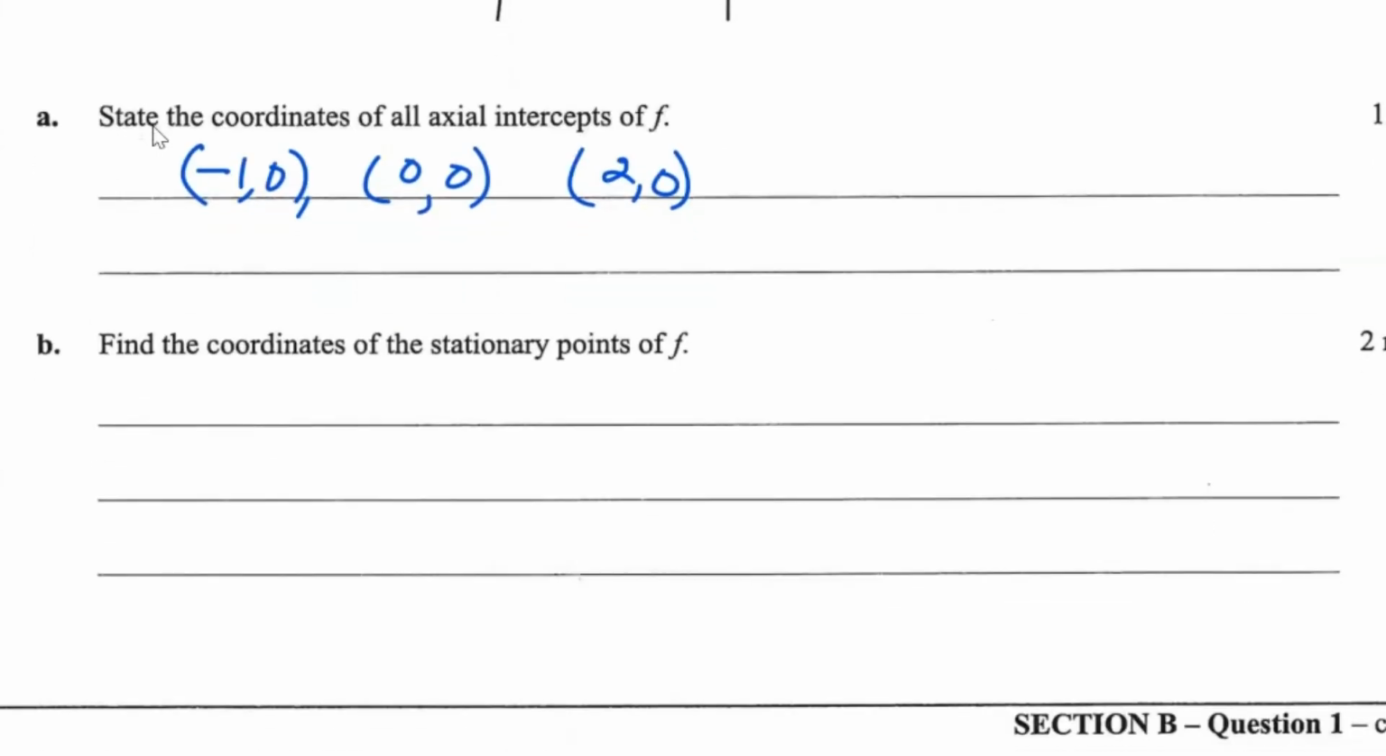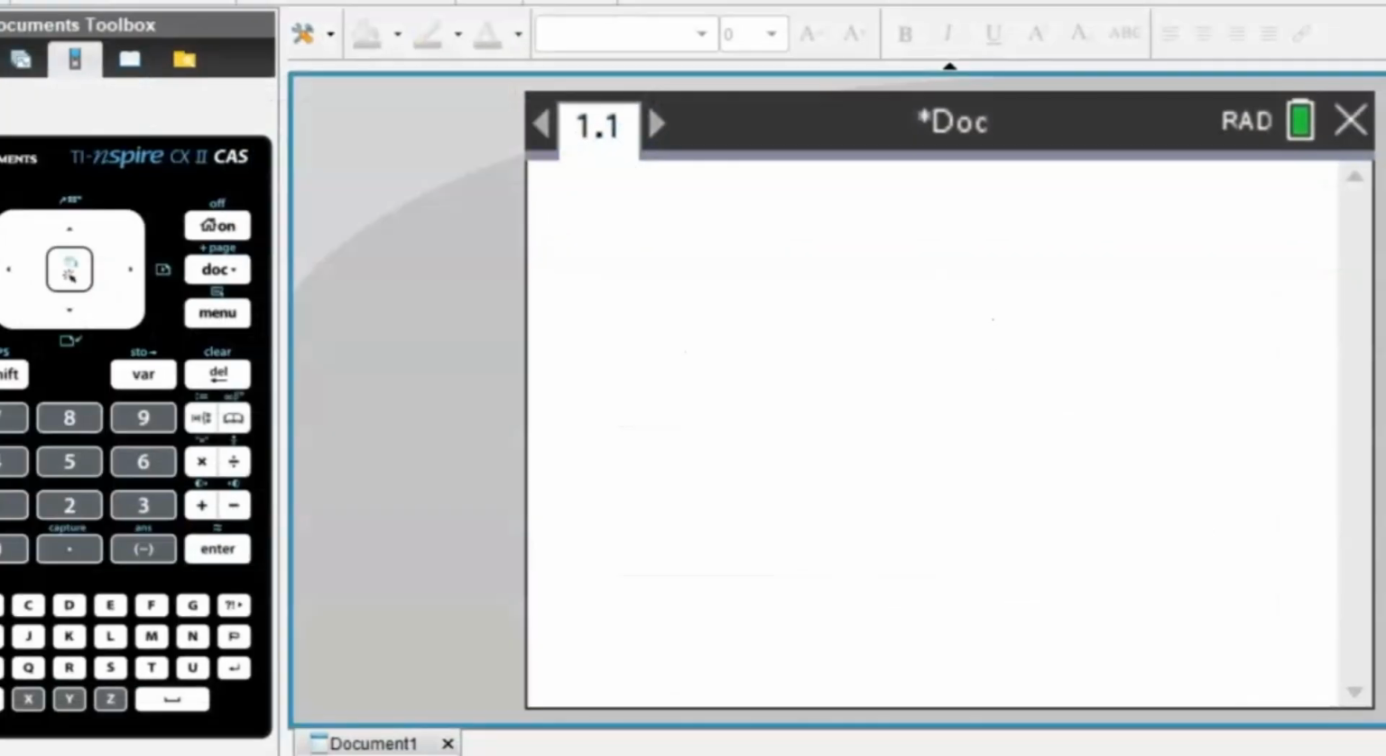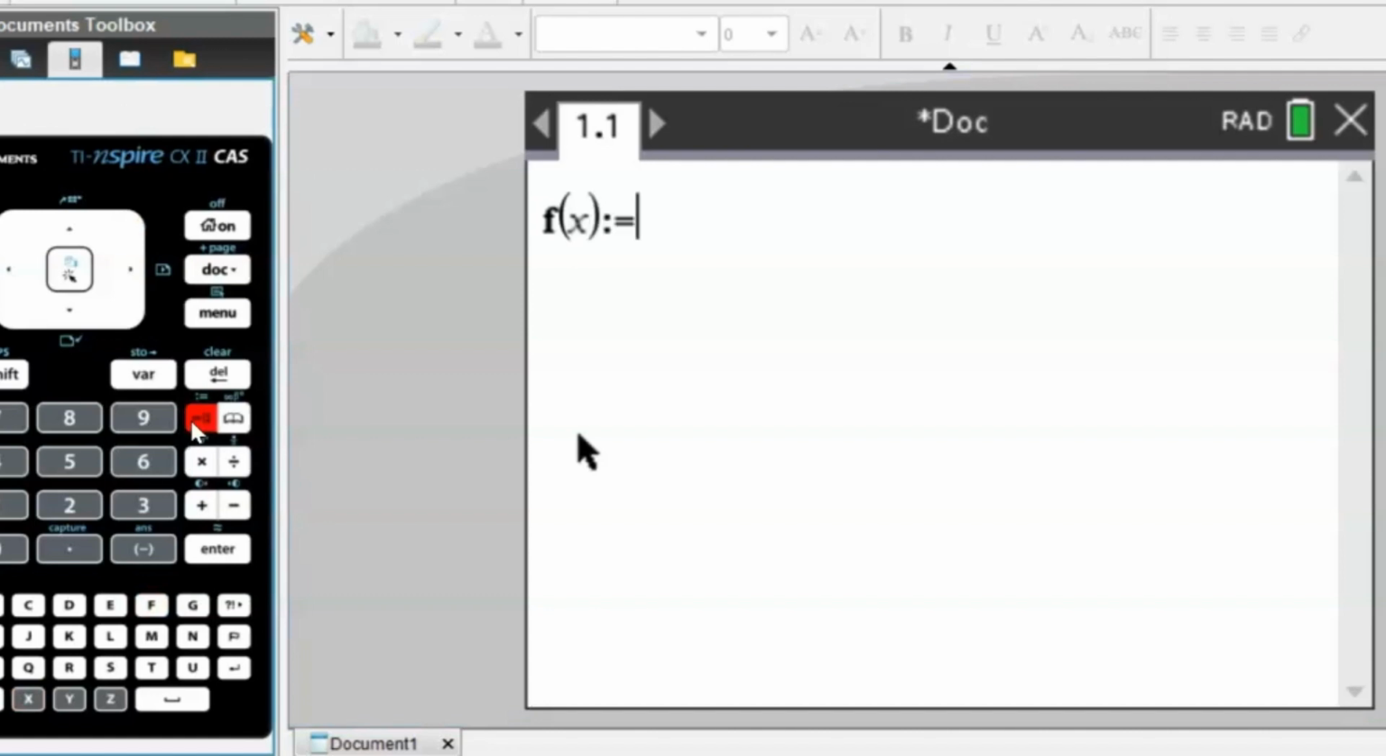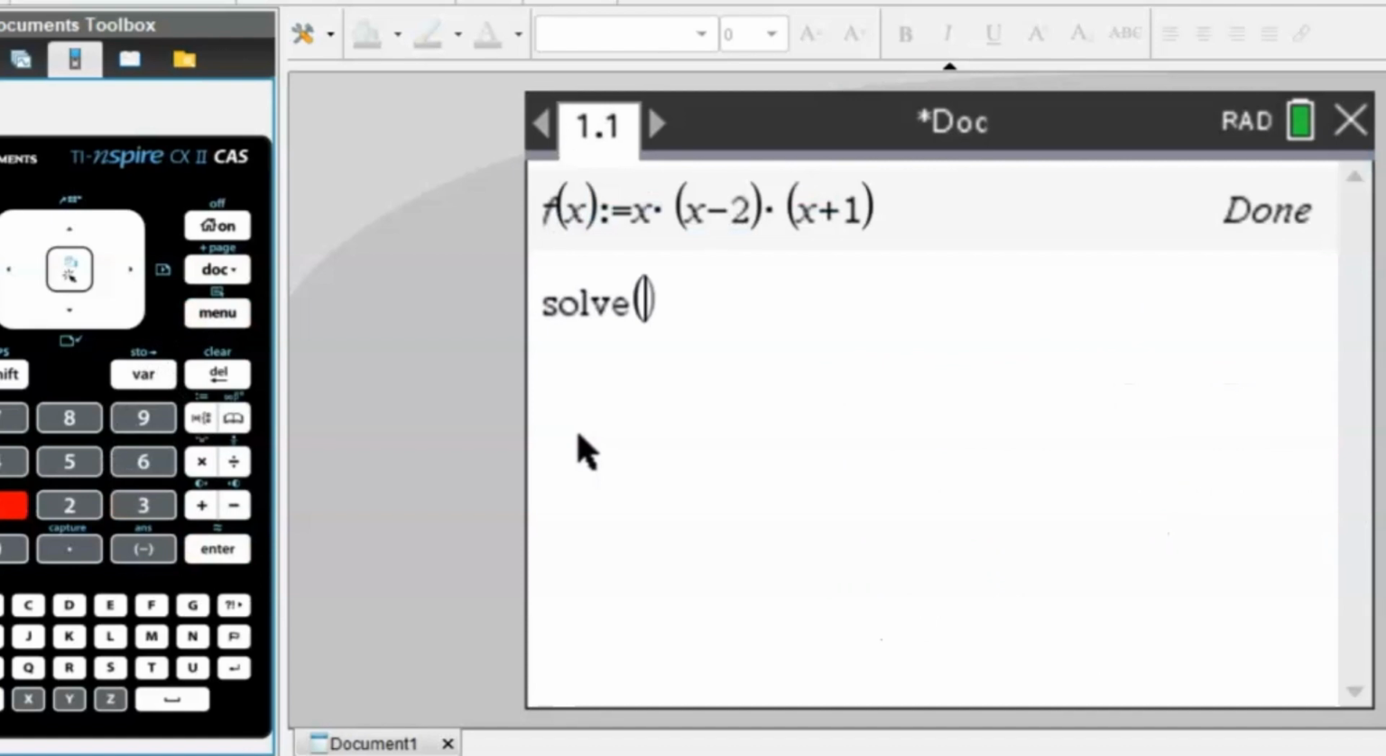Alright, that's straightforward. So find the coordinates of the stationary point of f. We just use our CAS. It's going to be f of x equals x times (x minus 2) plus 2. So negative 3, 1. It's going to get the derivative of f of x and solve for x.